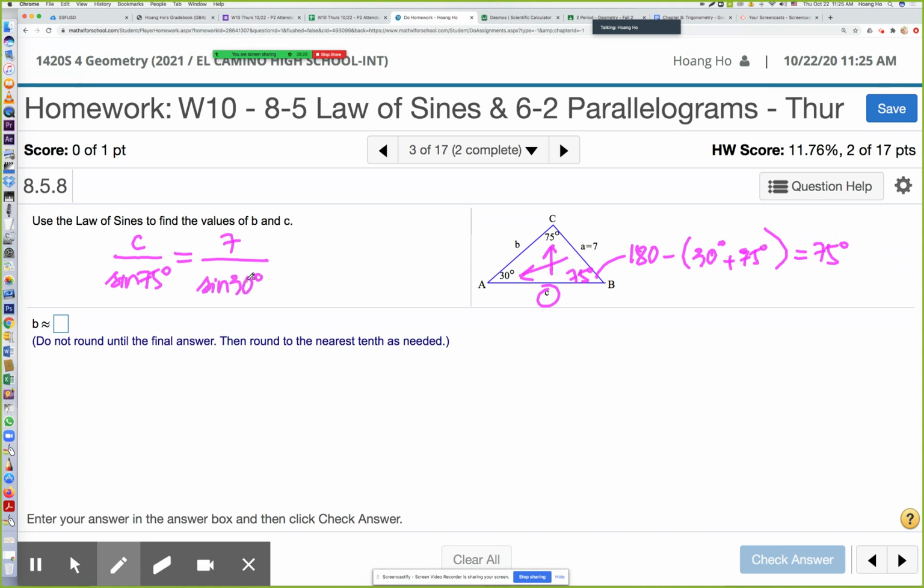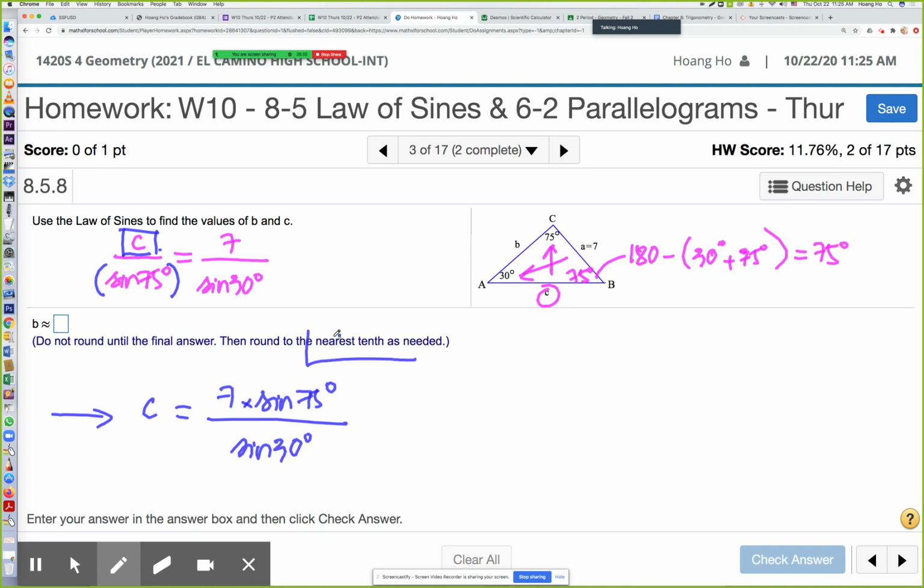When you set it up, as you can see, C is the only unknown. The rest is known. So if you want to find C, I would cross multiply sine 75 degrees to the right side, to the top over here. So C equals 7 times sine 75 degrees over sine 30 degrees. And then you're done.